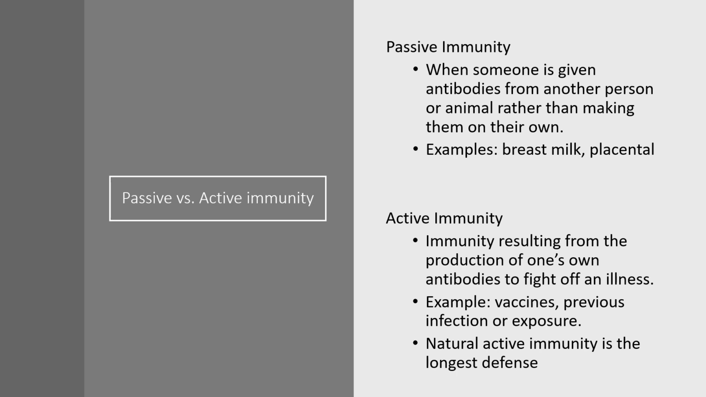Active immunity, so that results from production of one's own antibodies for fighting off a virus or illness. So this is vaccines. So when you're given a vaccine and your body creates antibodies to fight whatever weakened or dead virus. Or it could be that you were previously exposed to something. So, I had chickenpox when I was younger, so my body has created immunity to it. Or, you have the flu. Typically, you don't get the same strain of flu within a year because your body creates antibodies and has some immunity to it. Natural active immunity is the longest defense.